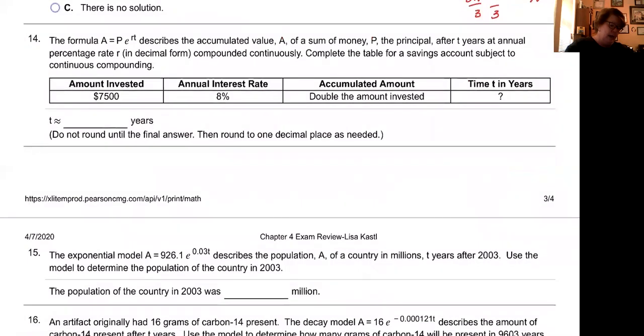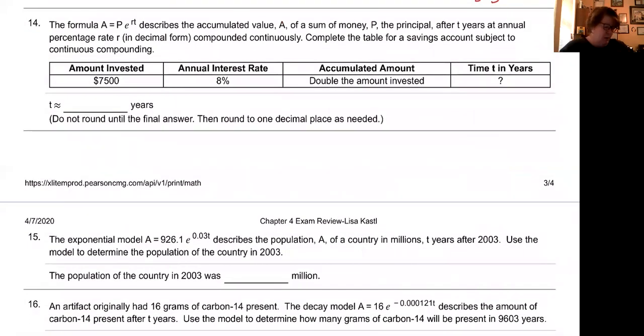All right, problem 14. The formula A equals P times e to the RT describes the accumulated value A of a sum of money P, the principal, after T years at annual percentage rate R in decimal form, compounded continuously. Complete the table for a savings account subject to continuous compounding. So the amount that you're investing is $7,500 at an annual interest rate of 8%, which we do need to write as a decimal, so we divide it by 100.